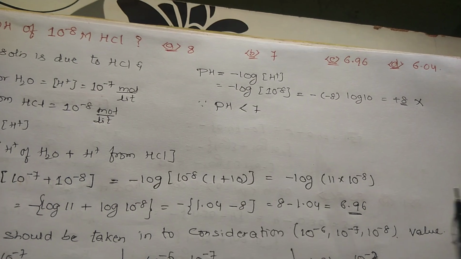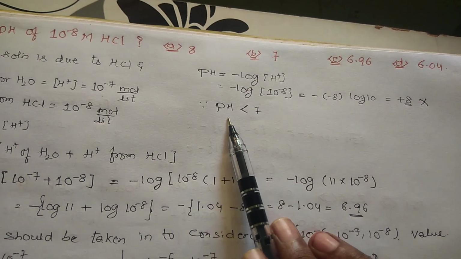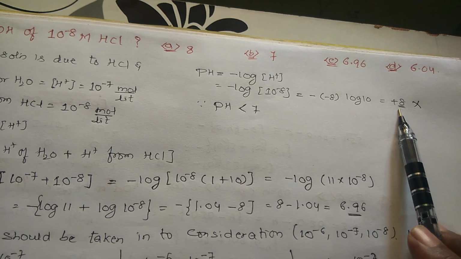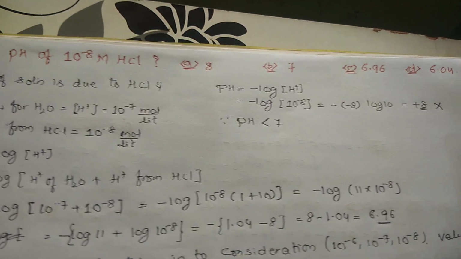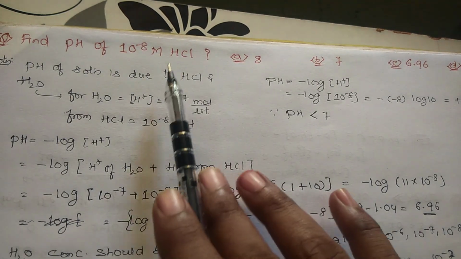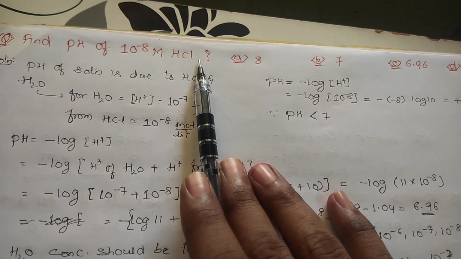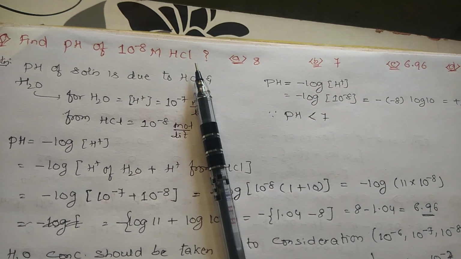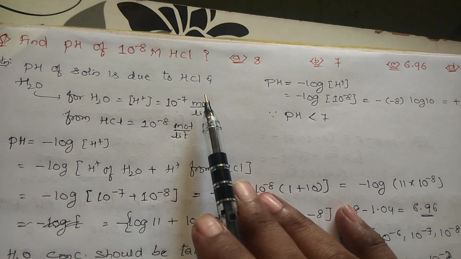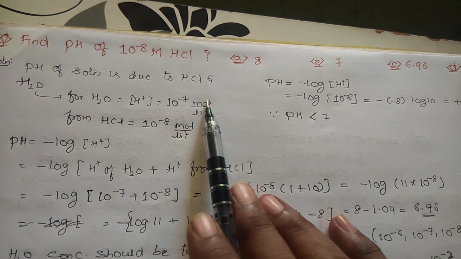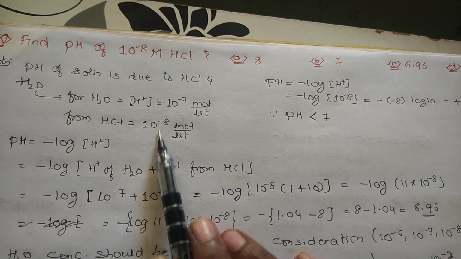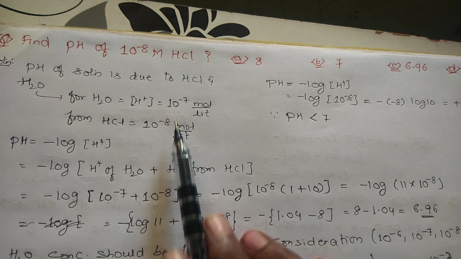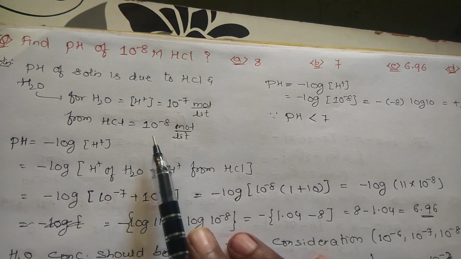Why? We know that at 25 degrees centigrade the pH of an acid should be less than 7, but you are getting 8. So this is absolutely wrong. So what should you do? See, this is an HCl solution, which means it is mixed with water. In water, what is the water's H plus? Water's H plus is 10 power minus 7. So from water you will get 10 power minus 7 moles per liter. From HCl you are getting 10 power minus 8 moles per liter. Okay, here you will take this into consideration. The 10 power minus 7 of water will be taken into consideration.